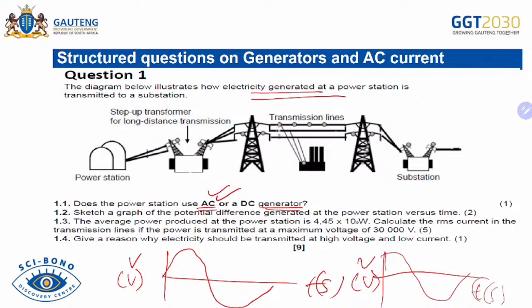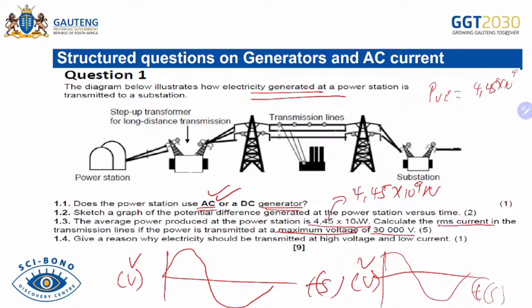The average power produced at the power station is 4.45 times 10 to the power 9 watts. We are given the average power. Calculate the root mean square current in the transmission line if the power is transmitted at the maximum voltage of 30,000 volts. So here you are given the average power, which is 4.45 times 10 to the power 9.